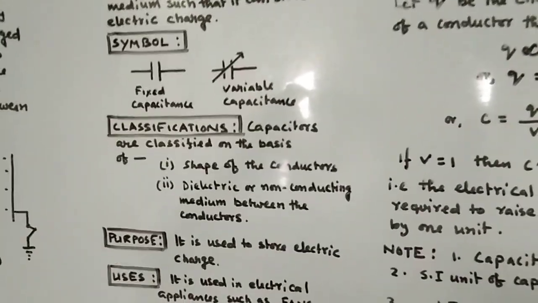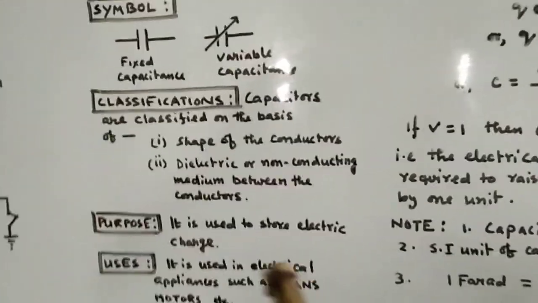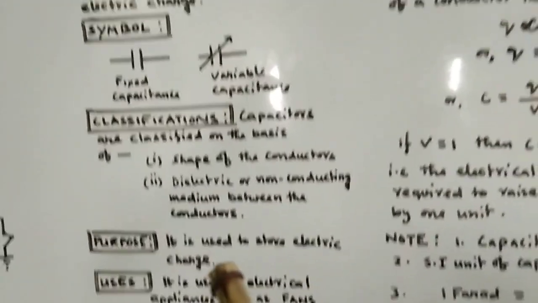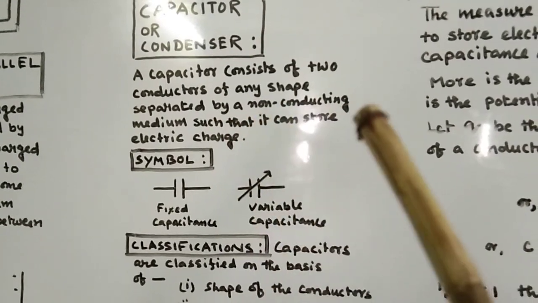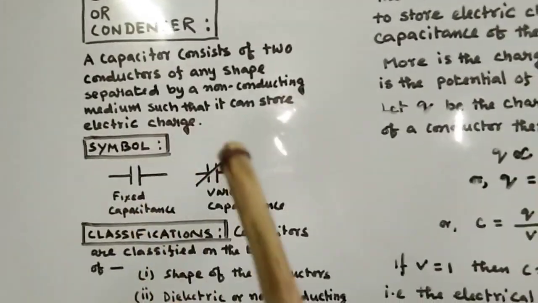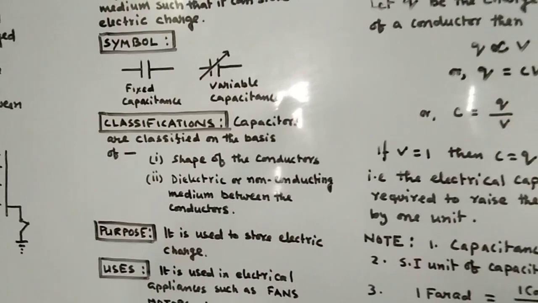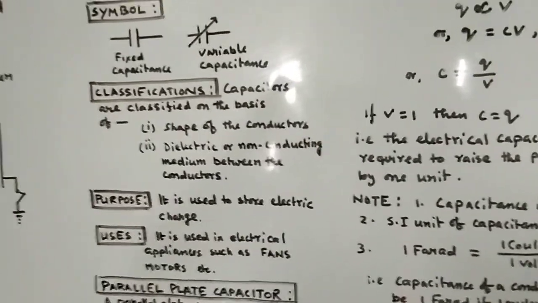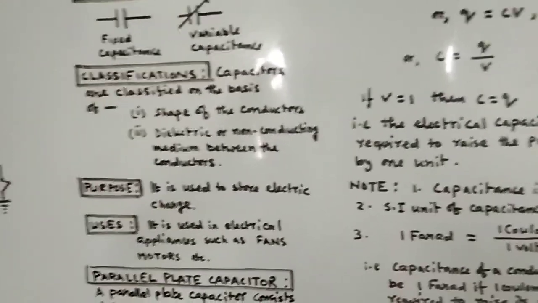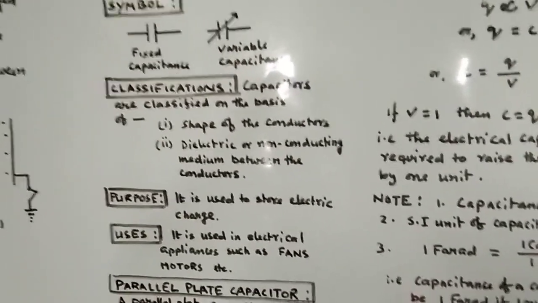Now what is the purpose of the capacitor? It is used to store electric charge. Already we have said that a capacitor consists of two conductors of any shape separated by a non-conducting medium such that it can store electric charge. So the purpose is to store electric charge. There are many uses, such as electrical appliances like fans, motors, etc. You will find many uses for the capacitor.